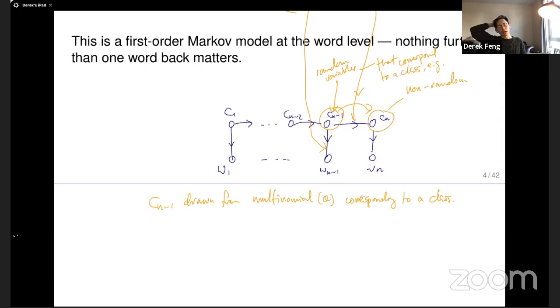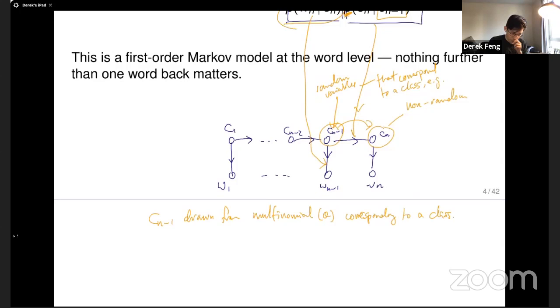If these CN's are actually random, then all of a sudden you have a lot more structure. And that's essentially what a hidden Markov model is. A hidden Markov model has this graphical form, and the key point is that the C's are unobserved. These are the hidden variables. The W's are the observed variables, but these are all random variables. WN is only a function of CN. Once I know CN, I generate WN from that. CN is a function of CN minus one, and that's how everything relates to each other.